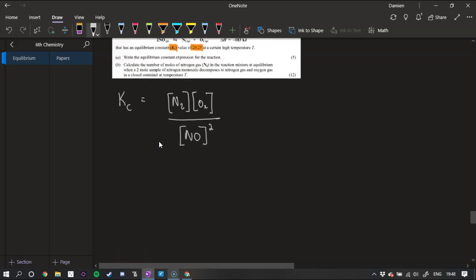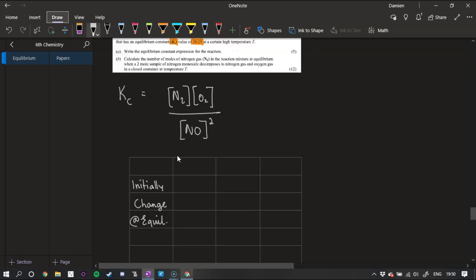Calculate the number of moles of nitrogen gas in the reaction mixture at equilibrium when a 2 mole sample of nitrogen monoxide decomposes to nitrogen gas and oxygen gas. So let's just go back and grab the table. Okay, so we're back here now at the table and we can start filling it in. This particular question is actually one of the best questions to show the confusion that can often creep up with students. So let's fill it in and we'll see where the confusion lies.